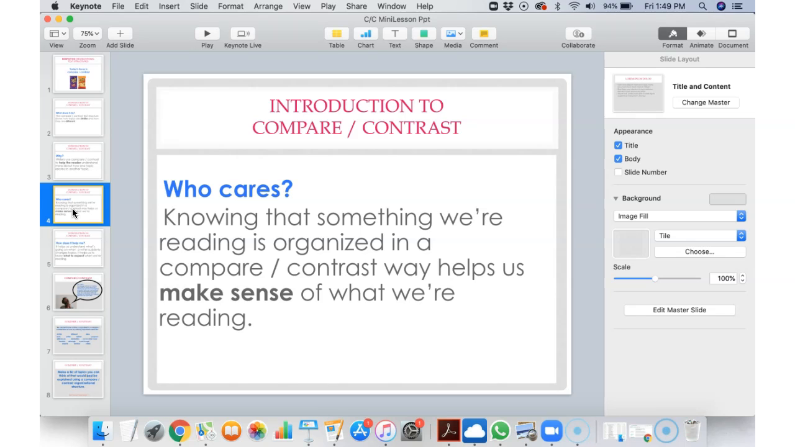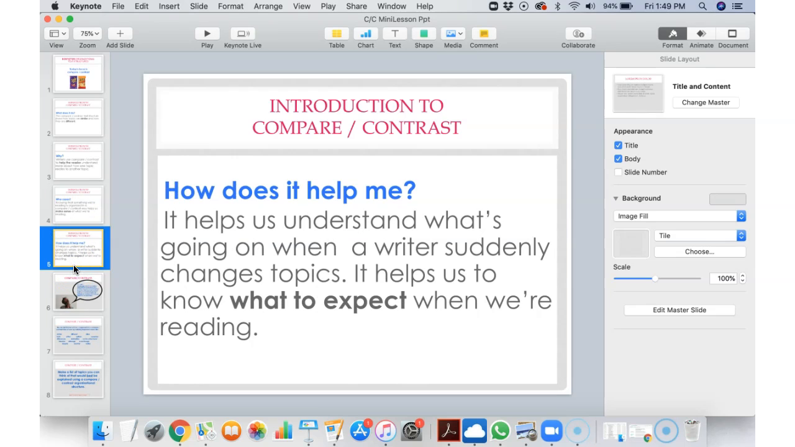Well, maybe it's because your brain is trying to figure out, okay, is this cause and effect? Is this problem solution? Is it simply a description of something? Is it compare-contrast? Think about how much easier it would be for you to read something if you knew ahead of time how it was organized. That way your brain knows what to do with the information.